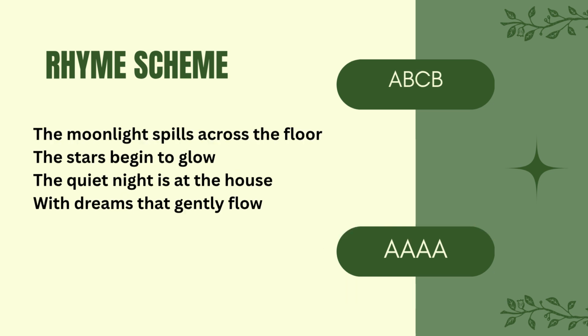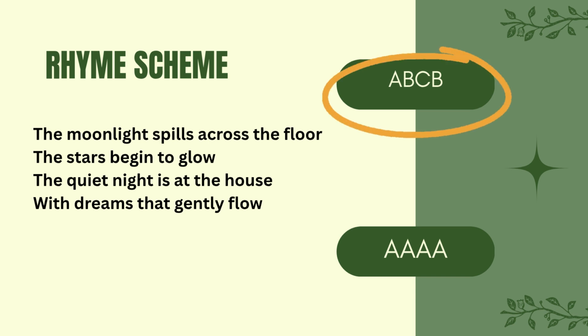How about this one where only the second and fourth lines rhyme? The moonlight spills across the floor. The stars begin to glow. The quiet night is at the house, with dreams that gently flow. We call this ABCB pattern.